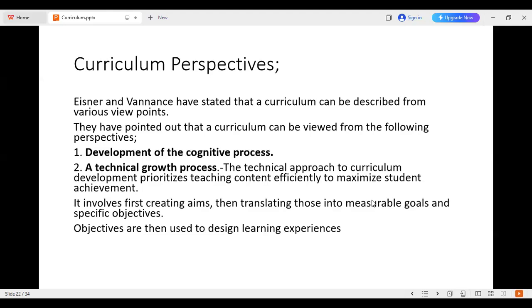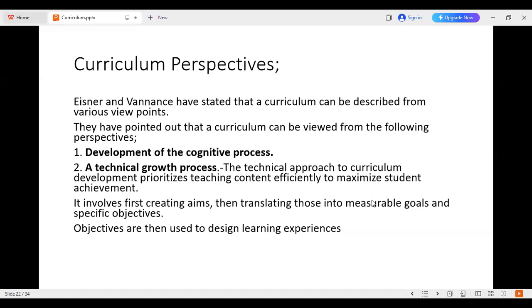What is that technical approach to curriculum? Here, some technical aspects are included in the curriculum, especially to develop a curriculum. Development priority, teaching content, especially the cognitive process. Simply, the students were asked to memorize facts. But here, the teaching method is very, very important in the curriculum delivery. Therefore, the second view focused on teaching method and teaching content.